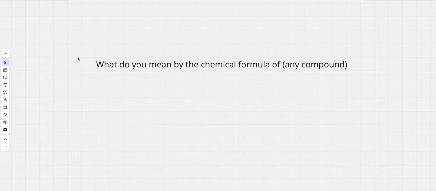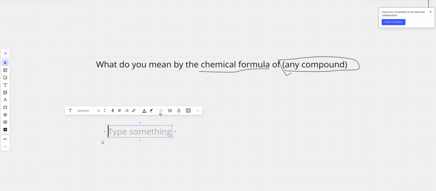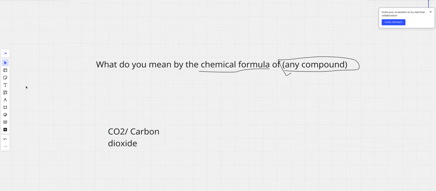So today our question is, what do you mean by the chemical formula of any compound? For example, we have CO2, carbon dioxide. What do you mean by this? What does this mean in particular?